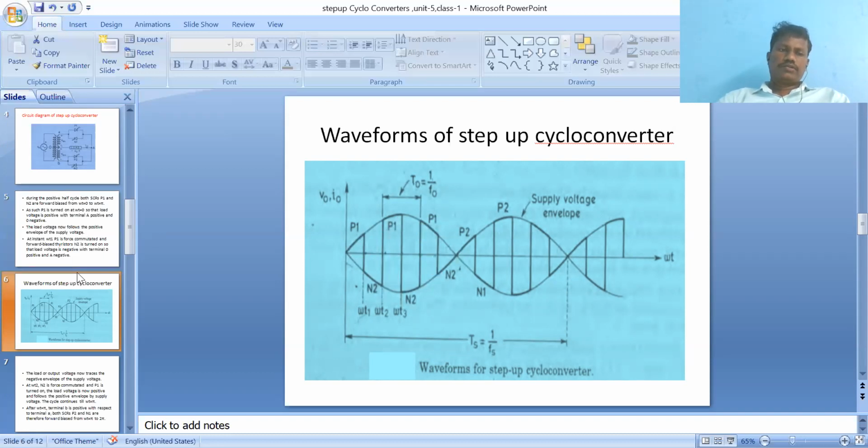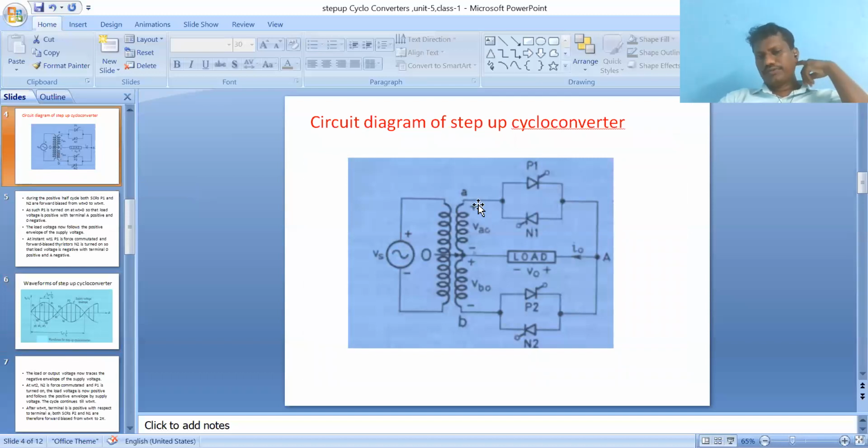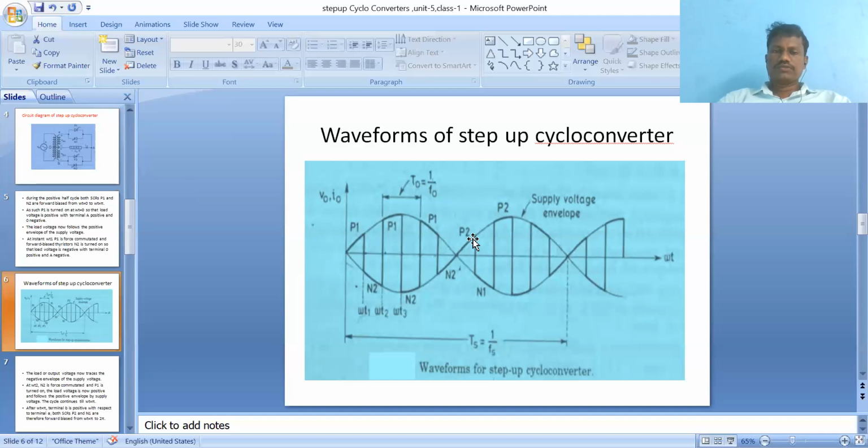Coming to the negative half cycle of input, that means A is negative with respect to B. A is negative means negative is connected to the cathode, so N1 comes in conduction mode. B is positive, so P2 comes in conduction mode. The current path is B plus, P2, load plus, load minus, and back. Once P2 comes in conduction mode, the voltage is positive. See here, the voltage is positive.